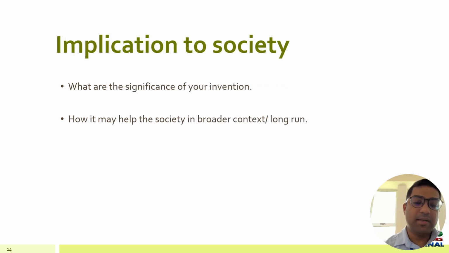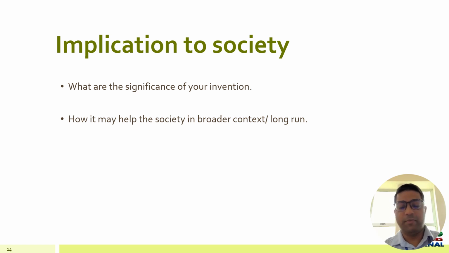The next part that should be in your invention and innovation research paper is the implication to the society. What are the implications to the society, right? What is the significance of your invention, right? How it may help the society in a broader context, in the long run, right? So it should be benefiting the society.